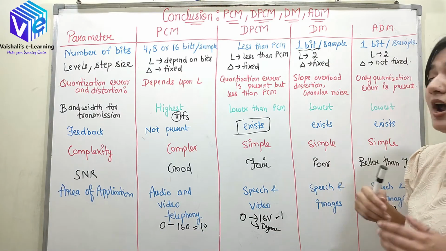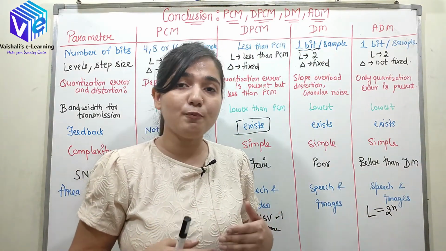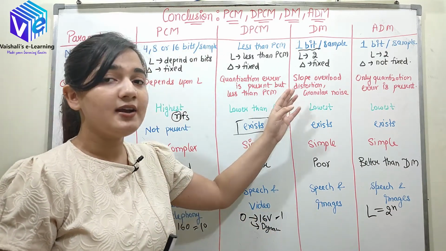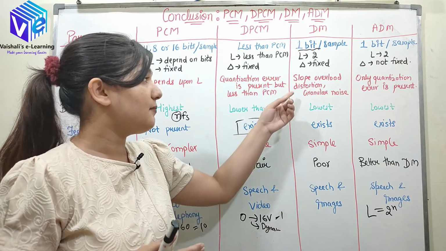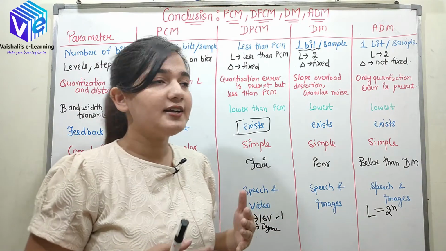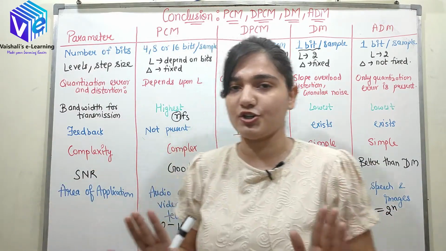So now coming to the delta modulation, I already told you in the delta modulation we have slope overload distortion and we have granular noise. So here we'll be having quantization error as well plus distortions as well. Now if I talk about adaptive delta modulation, here just quantization error is present, no distortion is present.